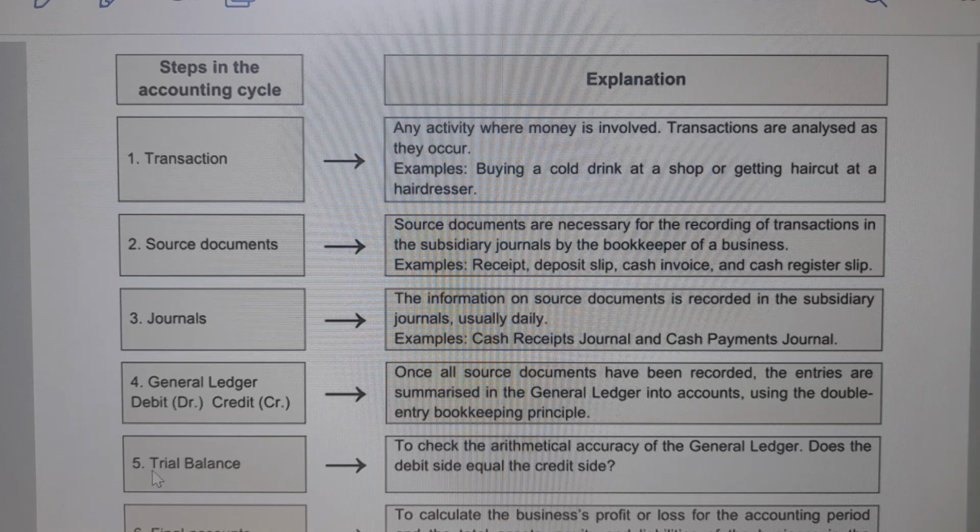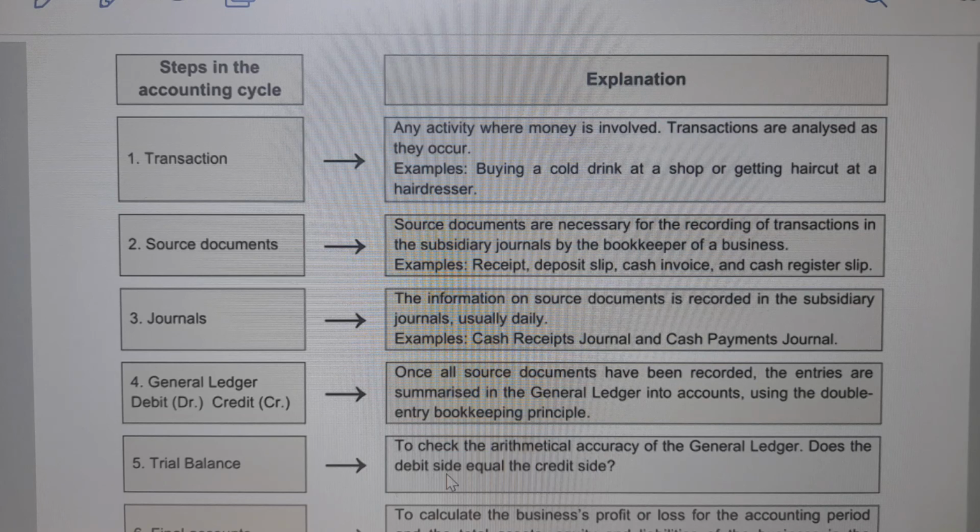Step number 5, we have the trial balance. What do we do with the trial balance? To check the arithmetic accuracy of the general ledger. Does the debit side equal the credit side? So we use the trial balance to check if the general ledger is correct, if the debit side is equal to the credit side.